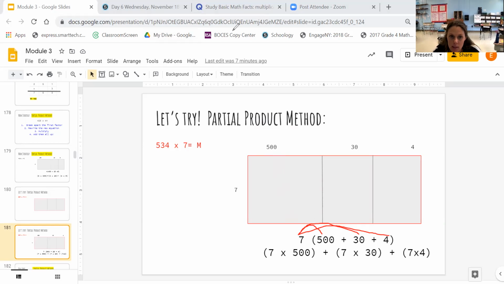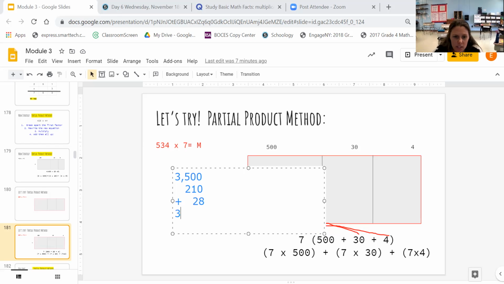If you added them all up correctly, you should have had 3,500 plus 210 plus 28. And when we added them, you should have 3,738. So my value of m, 3,738.